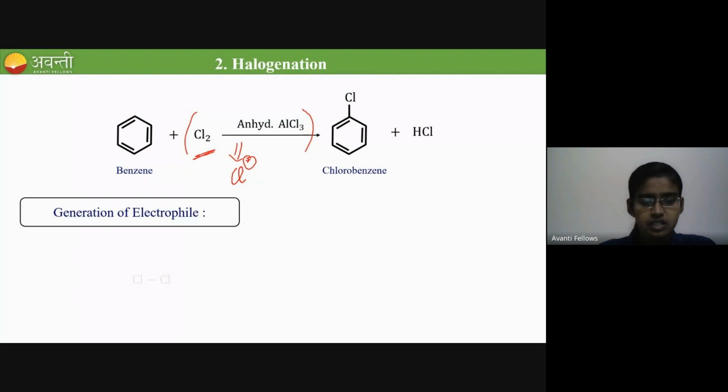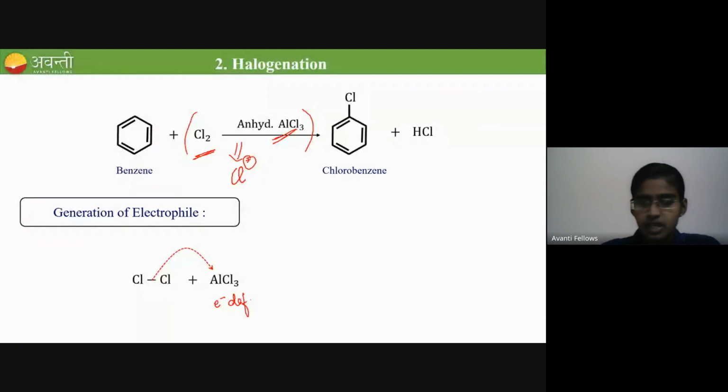Let us take this chlorine molecule, Cl bond Cl, and with this anhydrous AlCl3 is reacting. Now, this anhydrous AlCl3 is an electron deficient species. So, the electron pair that is between the chlorines, one of the chlorine is coming with its shared pair of electrons and forming the bond with aluminium.